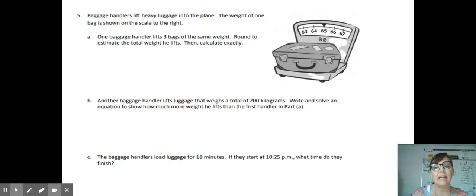Part C, the baggage handlers load luggage for 18 minutes. If they start at 10:25 p.m., what time do they finish? They started at 10:25 and they worked for 18 minutes. What time do they finish?